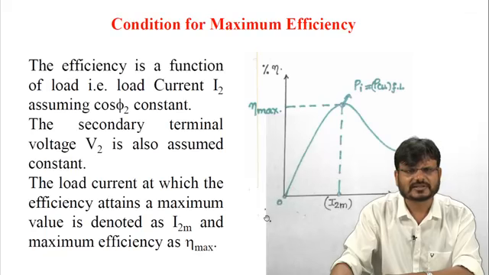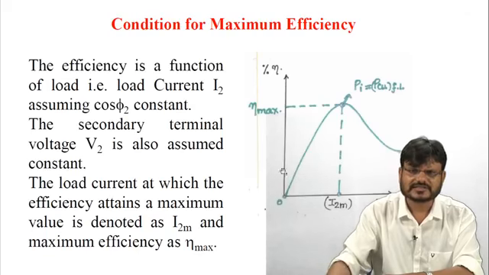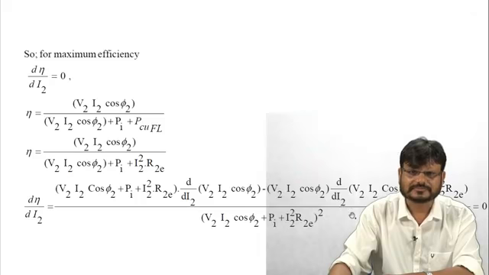How can you find the condition for the maximum efficiency? The efficiency is a function of the load, as you know. Basically it is a function of the load current I2, assuming that the power factor is constant. So the secondary terminal voltage V2 is also assumed constant. The load current at which the efficiency attains a maximum value is denoted as I2M. So you can say this is the point where you can find the maximum efficiency.